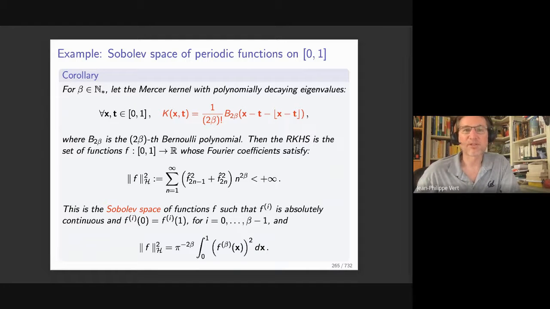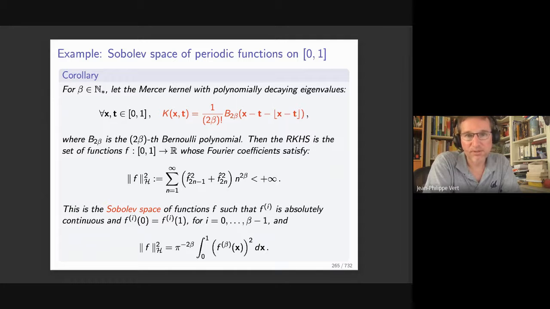we showed before that we can define kernel functions, for example, using the Bernoulli polynomial. Remember that k of x,t, the red formula here, was a kernel over the interval 0, 1, such that the eigenvalues over the Fourier basis of the operator Lk had a polynomial decay.